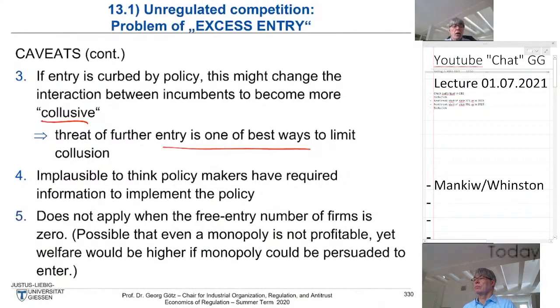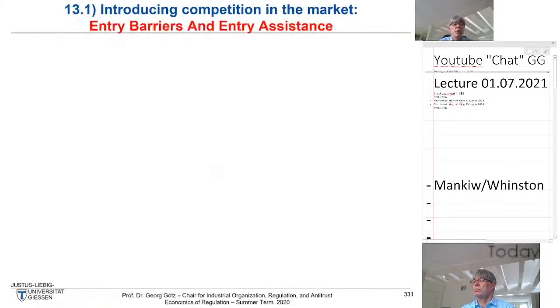Okay, of course, this result does not apply when the free entry number of firms is not larger than 1. It should be larger than or at least 2. It might be that even a monopoly is not profitable, yet the welfare would be higher if the monopoly could be persuaded to enter. No market is really a bad thing. Remember, that's where competition is bad, and where we had several examples, even though a monopoly could not break even, it still was optimal to pay a transfer because consumer surplus would be high enough to cover for it. Okay, that's this problem of excessive entry.